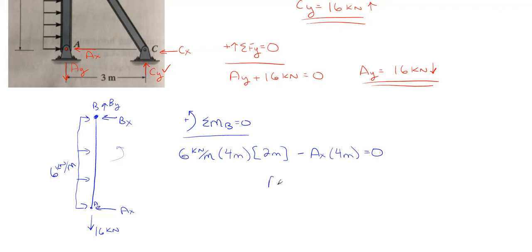So A sub x is my only unknown in this equation, so I can easily rearrange and solve for it, and I get a positive 12 kilonewtons of force, which means I assumed the correct direction to the left.